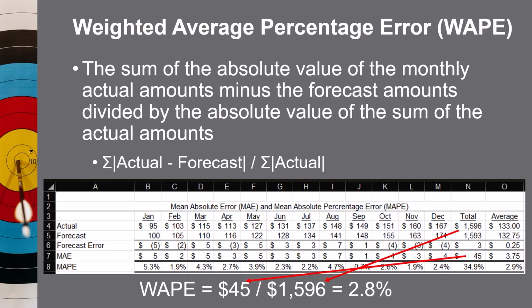The WAPE of our example starts with the sum of absolute values of the forecast errors in cell N7, which is $45. That's divided by the sum of the absolute values of the actual amounts. Since my actual values are positive numbers, we can just use the sum of actual values in cell N4, which is $1,596. The WAPE is then $45 divided by the $1,596, which equals 2.8%.